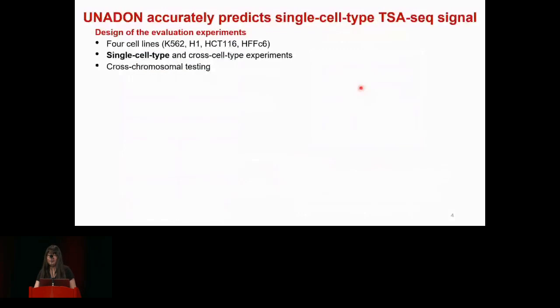Okay, that's it for the method. Let's move on to the prediction performance. To comprehensively evaluate the predictive power of UNADON, we conducted 2 types of experiments across 4 human cell lines.